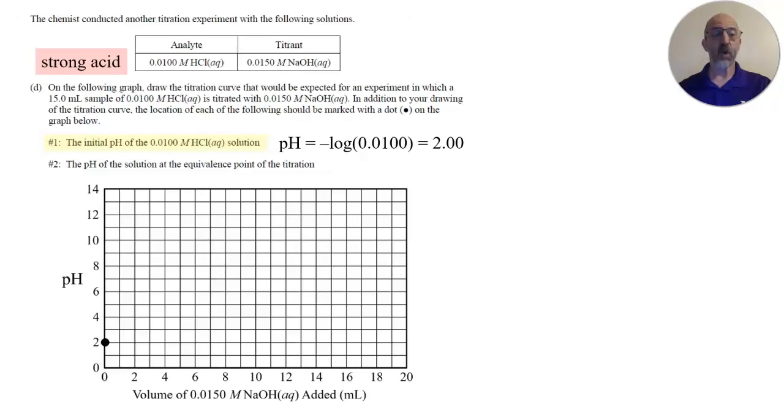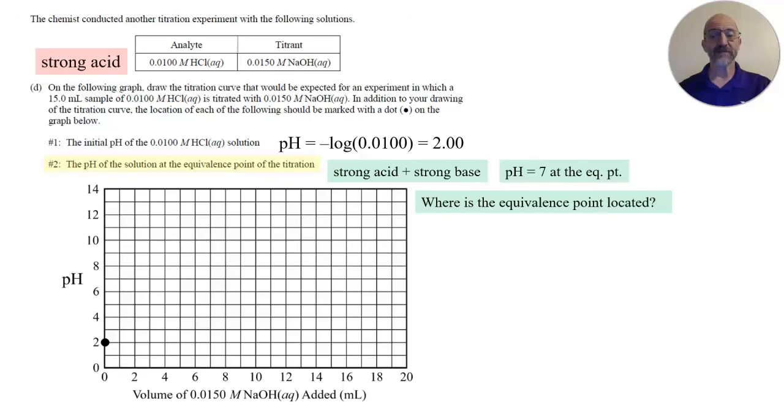Now, the next part is, what's the pH of the solution at the equivalence point? Remember, strong acid, strong base, we expect the pH to be 7. Strong acid, strong base, pH of 7. But where would you put a dot at pH 7? We don't actually know at the moment the location of the equivalence point. So how do we figure out the location of the equivalence point? Well, let's review. Do we have two different solutions? Yes. Do we have two different volumes? Well, we only know one of them right now, so we're going to calculate the other.